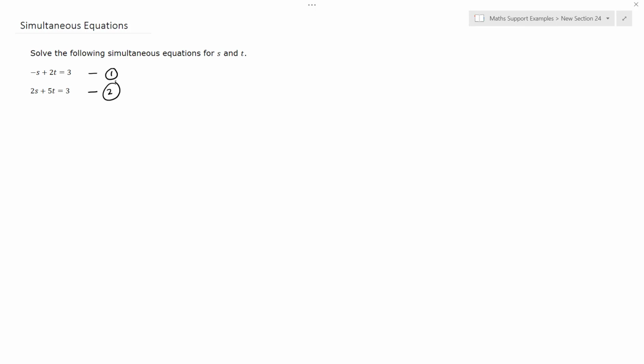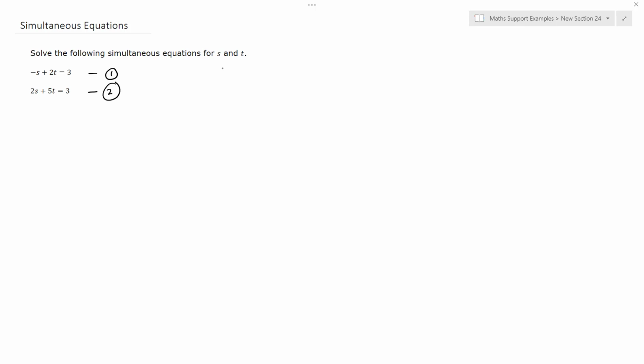Now we're going to use the method of substitution to solve this pair of simultaneous equations. Substitution requires us to take one of the equations and rearrange it for one of the unknowns. We then substitute this into the second equation to leave us with an equation of just one unknown, which we can then solve. Let's illustrate the process.